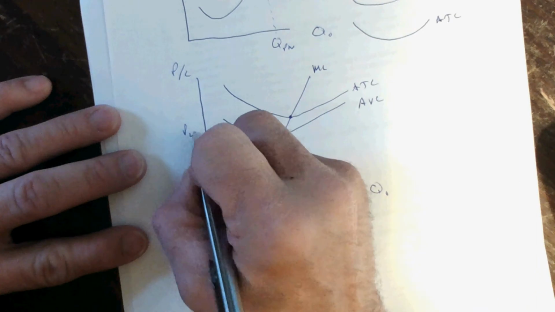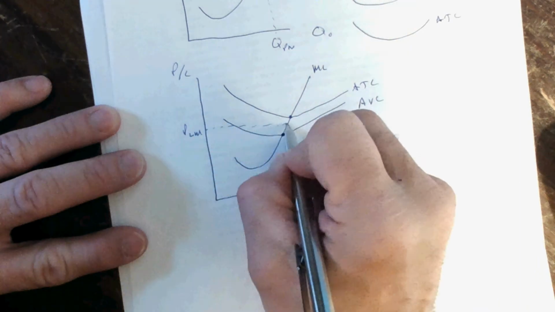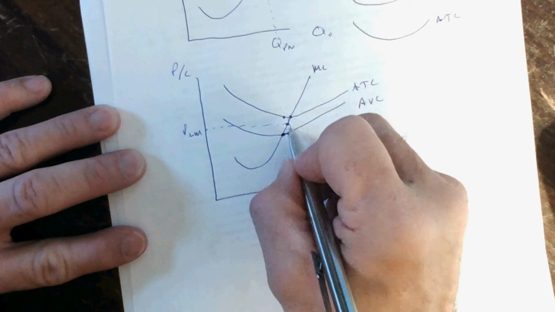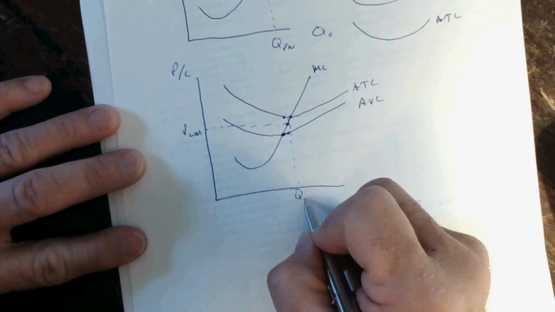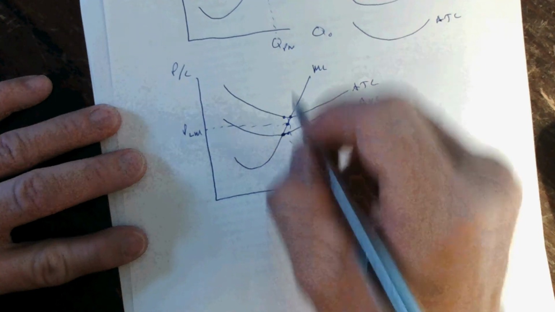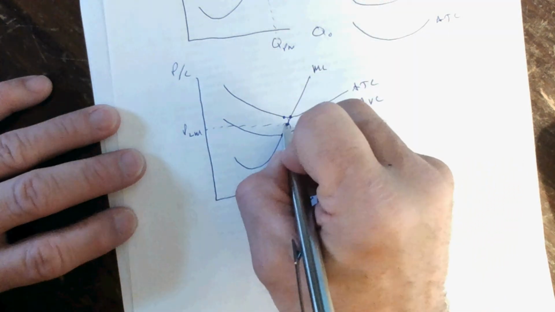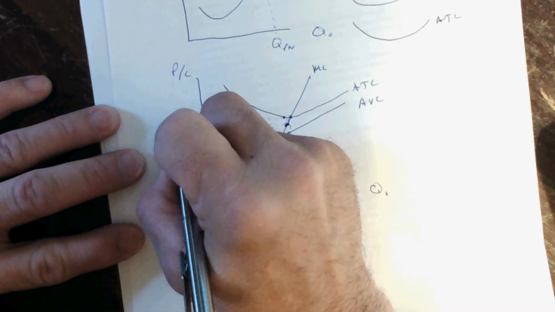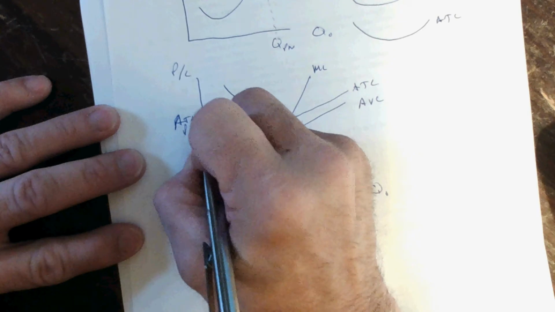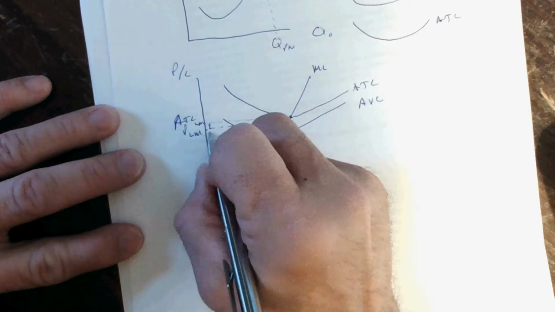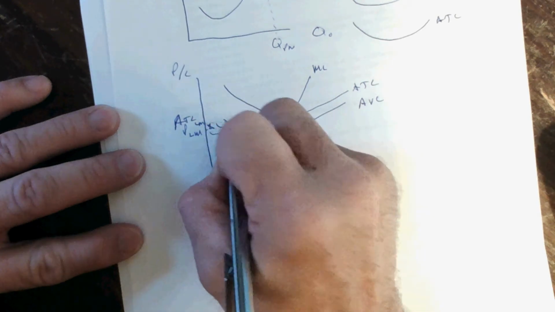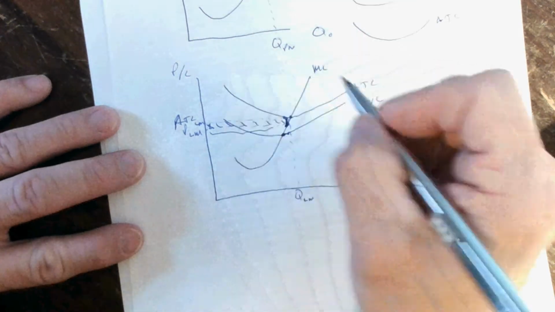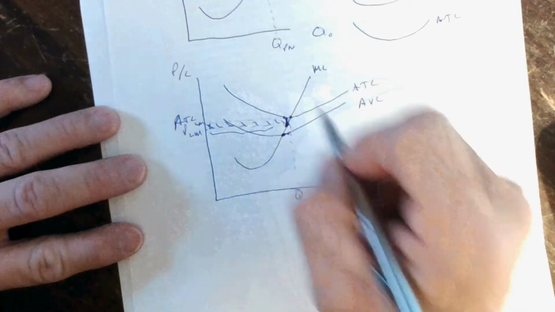And now your price is between, this will be loss min, your price is between average total and average variable cost at this quantity. So here is your economic loss. You go up from this point, come over, and this is average total cost for loss min. You're losing this much money per unit on this many units. This shaded rectangle stopping here is your economic loss.